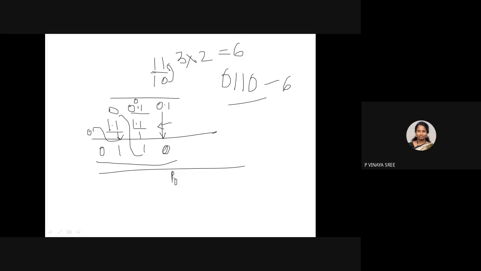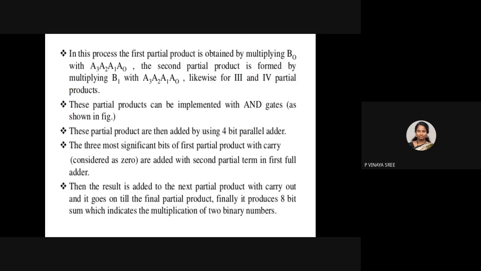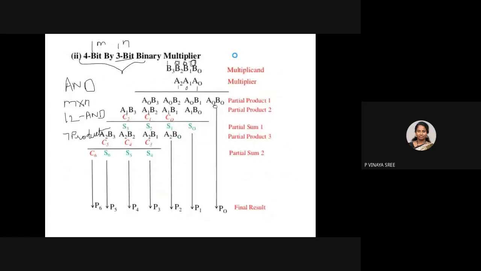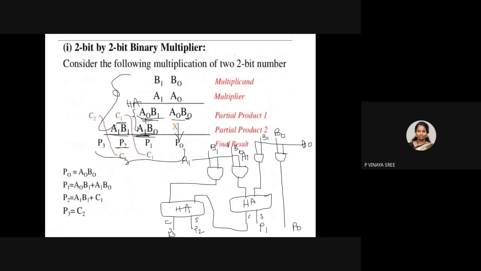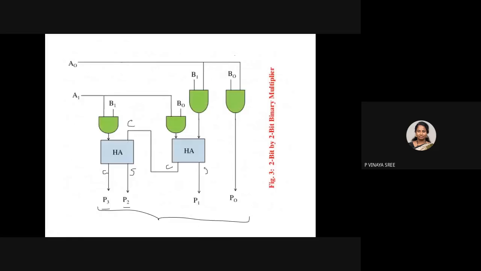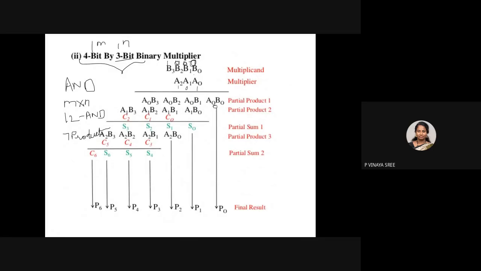So in this way, for representing partial terms we need to use AND gates, and for adding those two, we need to choose based on how many inputs you are giving. As there are 2 inputs and 2 outputs, you are selecting a half adder. This is your half adder representation. Now let me go for the other example.